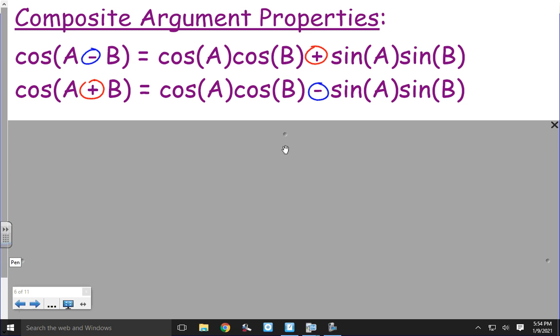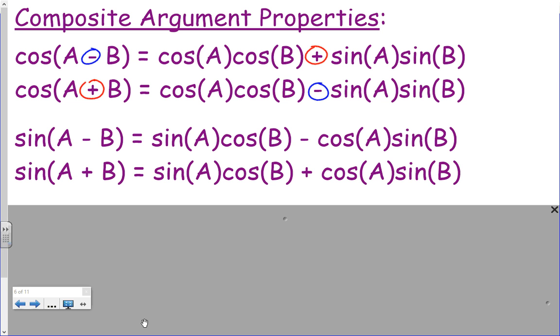All right, we also have composite argument properties for sine. That is, if you take the sine of a minus b, it turns out to be the same as sine of a cosine of b minus cosine of a sine of b. That's very similar to our properties with cosine, but realize that your sine and cosine now are kind of split apart. They're not split apart, but they're combined there.